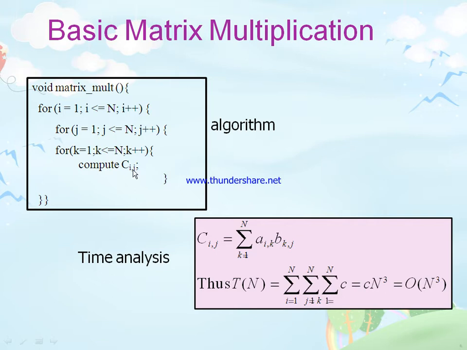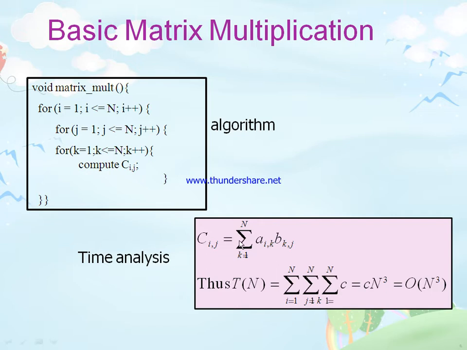So compute C of ij equal to C of ij plus A of ik into B of kj. Multiplying those two and adding the temporary result after each iteration in C of ij, and going to the next iteration until the loop ends. This is the normal matrix multiplication approach.